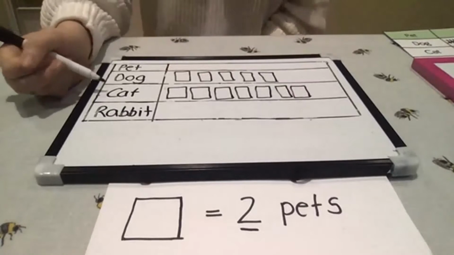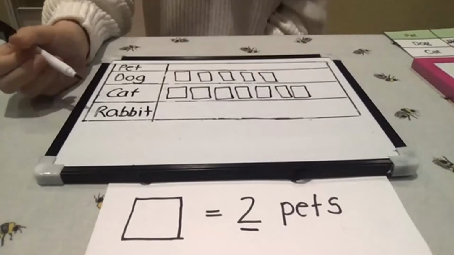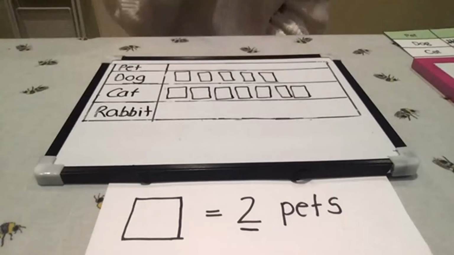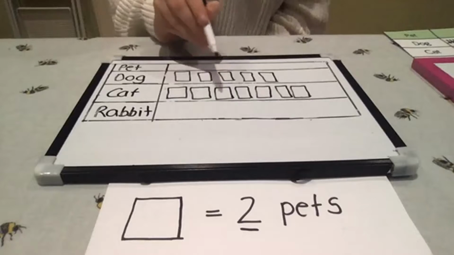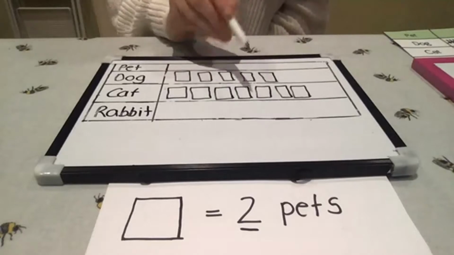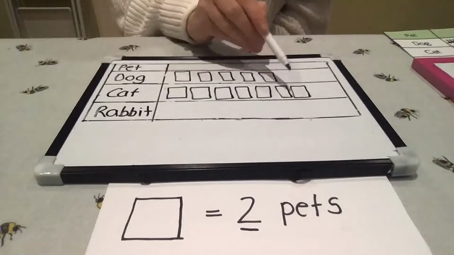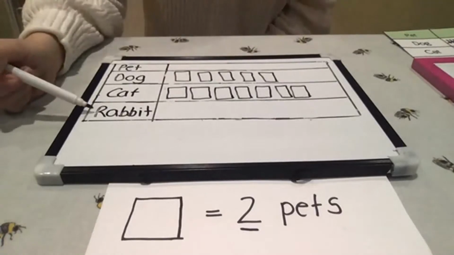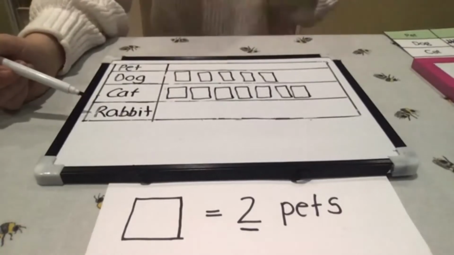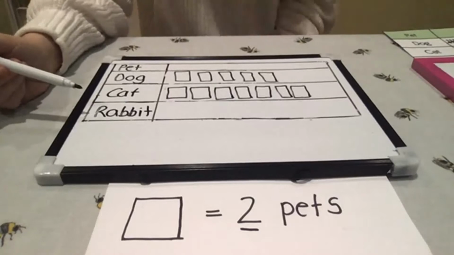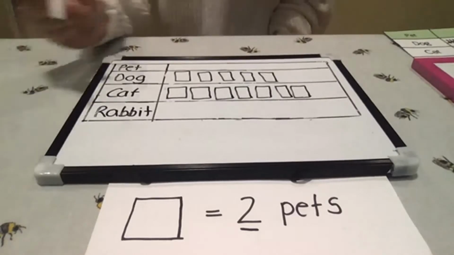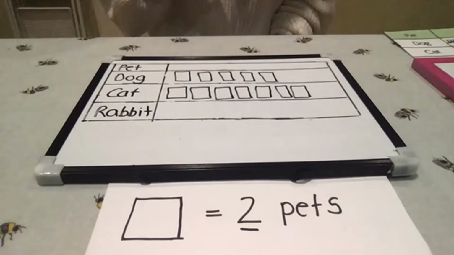I have shown 14 cats on my pictogram, and I only have 7 squares because each square represents 2 cats. I've got 2, 4, 6, 8, 10, 12, 14. Fantastic. So now I would like you to have a go at the rabbits on your own. So this pictogram and the tally chart can be found on resource 1. So please could you pause the video and have a go at filling in the pictogram for rabbits.